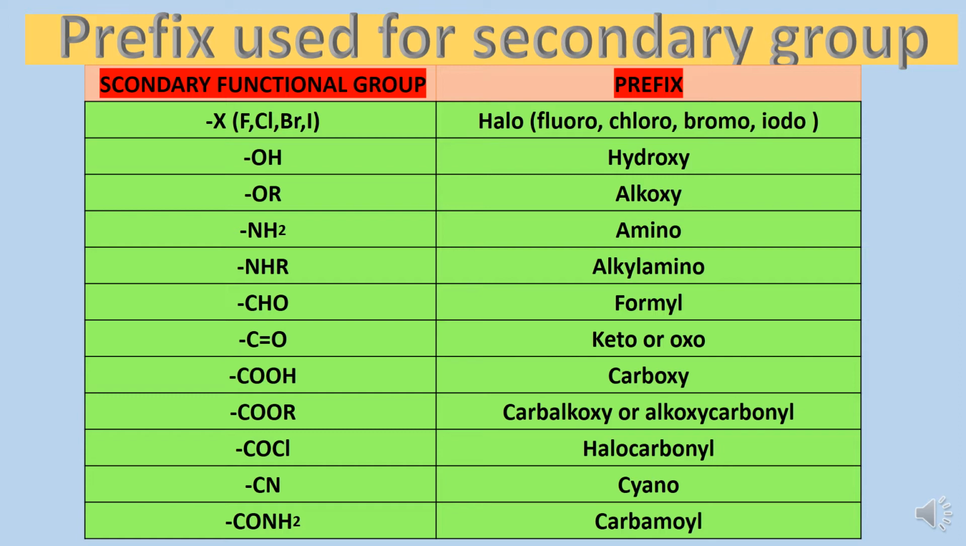Then for aldehyde, it is formyl. For ketone, it is keto or oxo. For carboxylic acid, it is carboxy. For esters, carbalkoxy or alkoxycarbonyl. For acid chlorides, it is halocarbonyl or chlorocarbonyl. For cyanide group, it is cyano, and for acid amide group, it is carbamoyl.